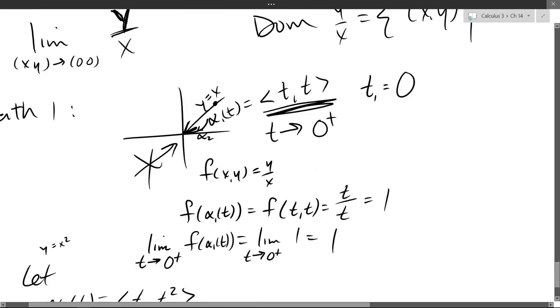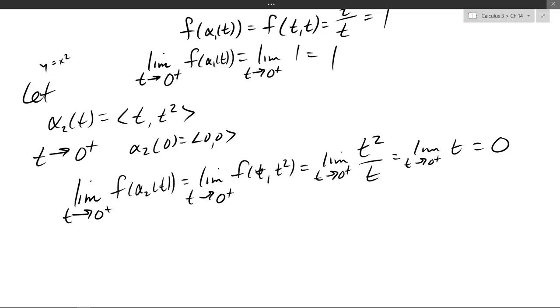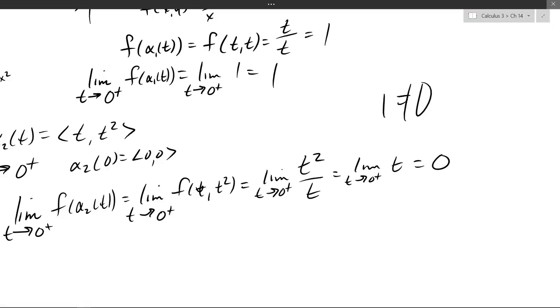So it's a y over x, yeah. All right, so we have a limit of t as t approaches 0, which is 0. And 0 is not 1. They're sort of close, but they have to be equal for the limit to actually exist.